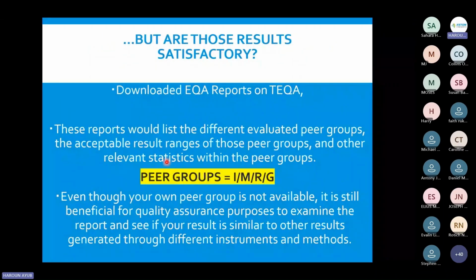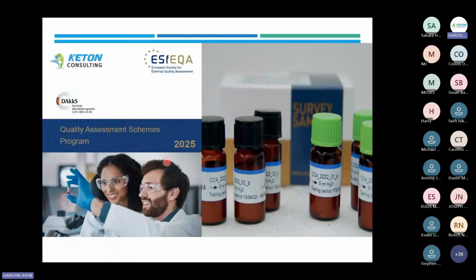Once you download your EQA report, they will list different evaluated peer groups, and we have discussed what the groupings are. Even though your own peer group is not available, it's still beneficial for quality assurance purposes to examine the report. So if you don't see your peer group, it's still very important for you to evaluate that particular report. That's just a summary of our EQA programs and the vials.